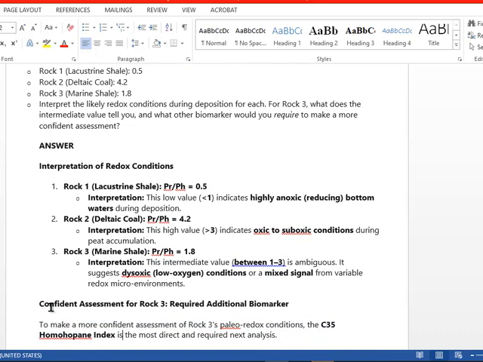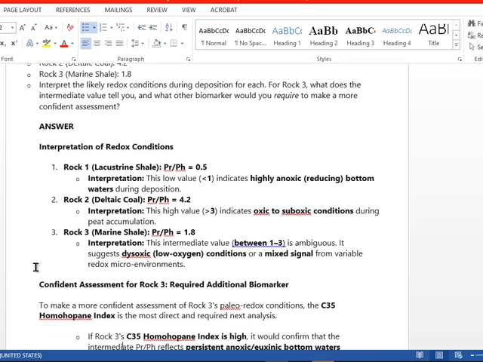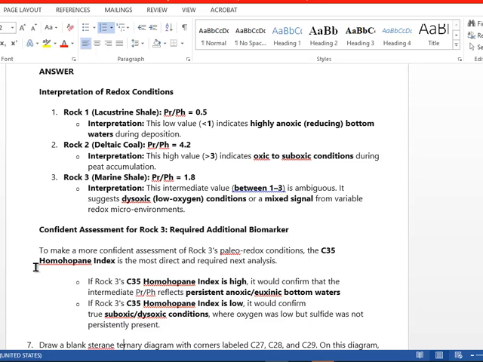However, for rock 3, you have an intermediate value. It is not greater than 3 and it is not less than 1. So it is an intermediate value. Okay, so here you can call it disoxic. So you can see it there, disoxic. So that is how to answer that question.